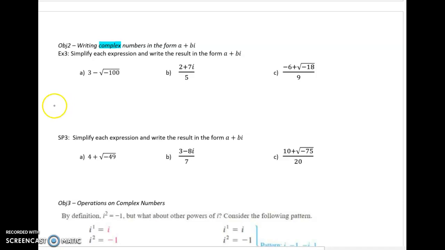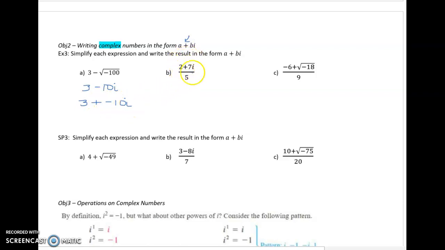So for 3 minus the square root of negative 100, that's going to be 3 minus, and the square root of negative 100 is 10i. So for me, I just write 3 minus 10i. The homework might have you write 3 plus negative 10i. To me, that's a little extra. You don't need to put the plus and the negative. You can just put the minus. But if your homework insists that this be a plus, then you'll just put a negative in front of your 10.